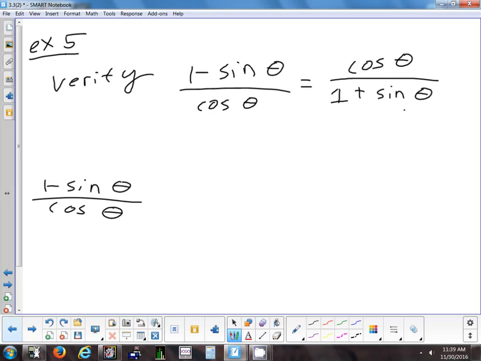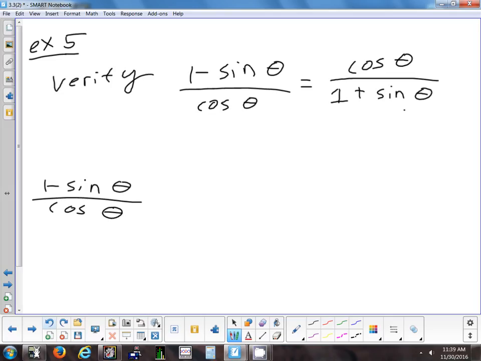How about a common denominator? Would finding a common denominator help? No, how come? I'm not adding two fractions. To have a common denominator, I need two denominators that are different. I only have one denominator, cosine. Okay, so common denominator we can't do.